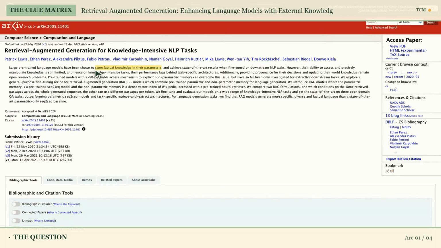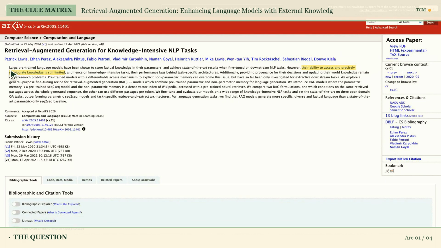So models had facts, but couldn't always spit them out correctly or on demand, like knowing the capital of France, but struggling to give you the capital of Burkina Faso? Exactly. The paper states, however, their ability to access and precisely manipulate knowledge is still limited. This led to performance issues on knowledge-intensive tasks. That makes sense. If the knowledge is implicitly encoded in billions of weights, it's not easily retrievable or verifiable like looking something up in a database.